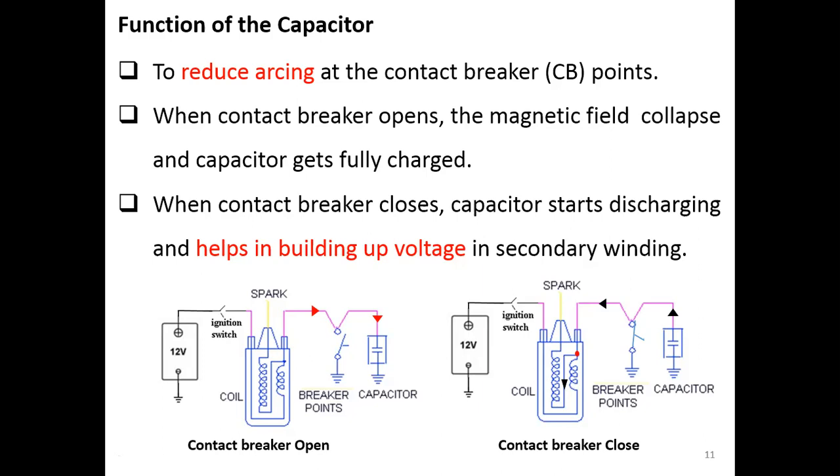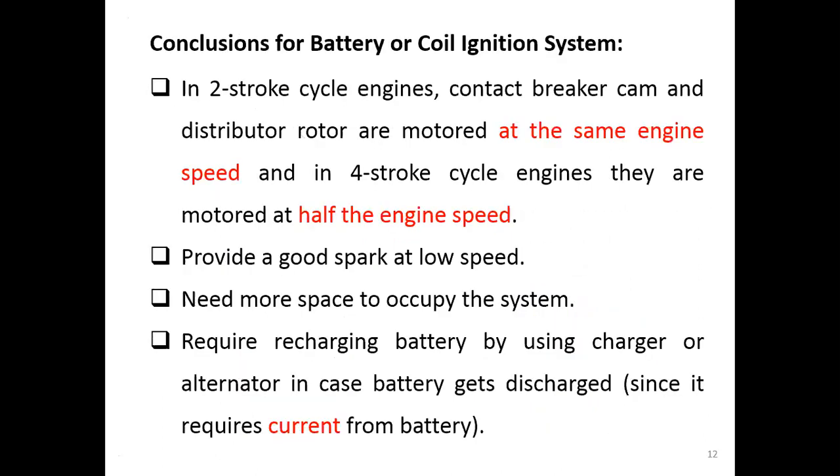So there are two advantages of adding the capacitor in our battery coil or ignition coil system. One is to help reduce the arcing at the contact point, the contact breaker. The second one is to help build up the high voltage in the secondary winding.